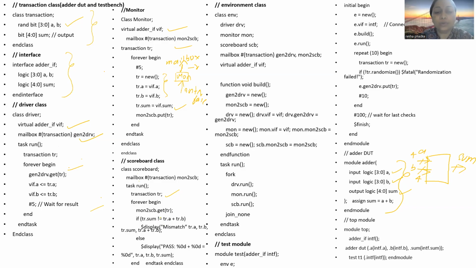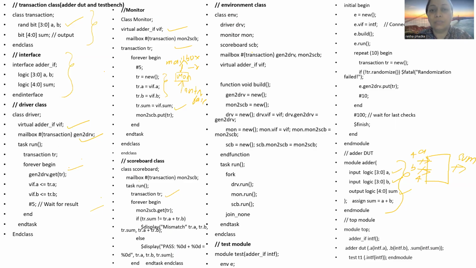So if they do not match, then we get to know that the DUT has not done this evaluation correctly. So I just print the message as mismatch. Else I'll say that this test has been passed. So I'll just display $display pass. So end task, end class. That's about the scoreboard. Coming to class environment.